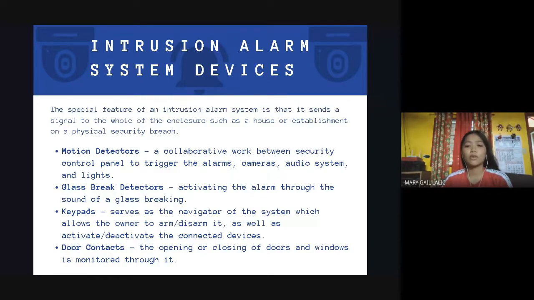And then we also have the door contacts. The opening or closing of doors and windows is monitored through it. Next, please.